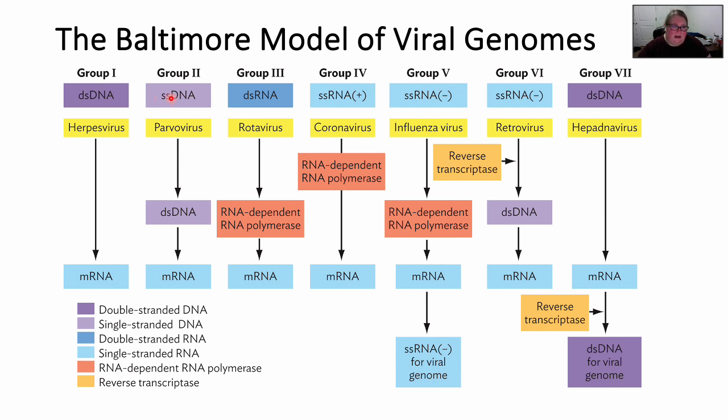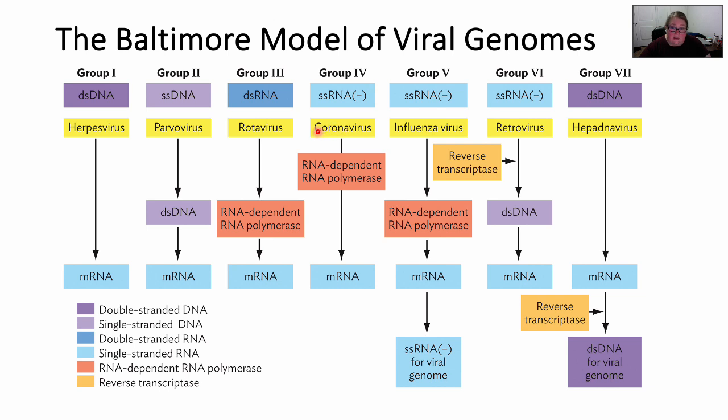So the single-stranded DNA is going to be replicated. The cellular machinery is going to make it double-stranded. Then it's going to go through and transcribe and translate it into proteins. Group 3 is going to use double-stranded RNA. It is a thing. These are things like rotavirus. To go from double-stranded RNA, you're going to need RNA-dependent RNA polymerase. So you're going to take this double-stranded RNA and make it into mRNA using that enzyme.